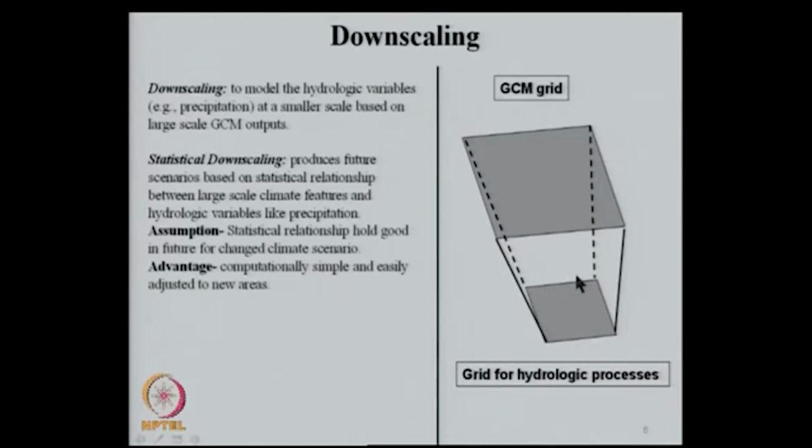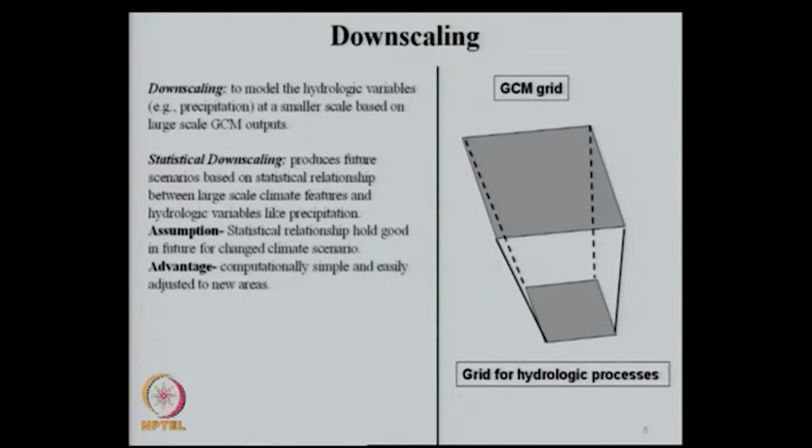Once we develop this statistical relationship based on the historical data, we hold this statistical relationship intact and then use it for future projections. So, the GCMs will provide the future projections. We use the same statistical relationship that is developed based on the historical data between, let us say, the MSLP, mean sea level pressure, and the precipitation. We hold this intact and then use the MSLP as projected by the GCM into the future, and then using the same statistical relationship we project the precipitation into the future.